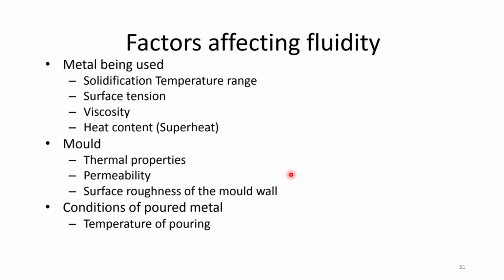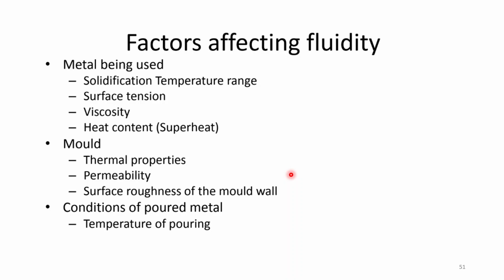And the surface tension of your material and viscosity should be lower. As you go above the melting temperature, your fluidity increases. Heat content, or superheat, is again the temperature above the melting temperature. So with that your fluidity increases.